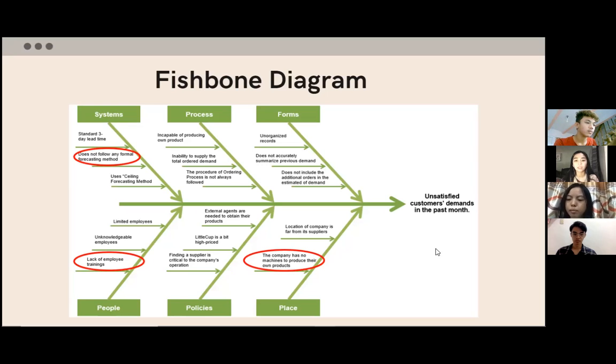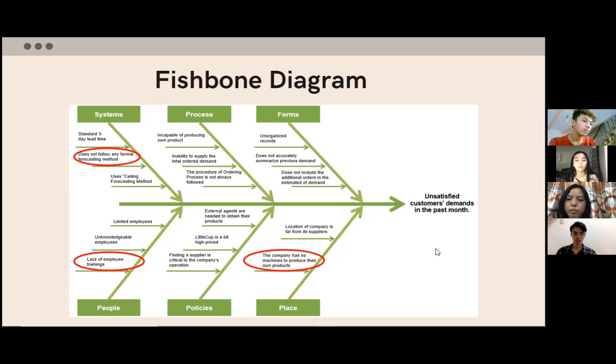After identifying these causes, the group highlighted the top root causes. There are 3 causes that have a huge impact on the company's ability to supply the demand of the customers. First is the fact that the company is not using any formal forecasting methods. Forecasting is important as it allows the company to plan for necessary inputs based on the forecast demand, avoiding waste of time, effort, and material.